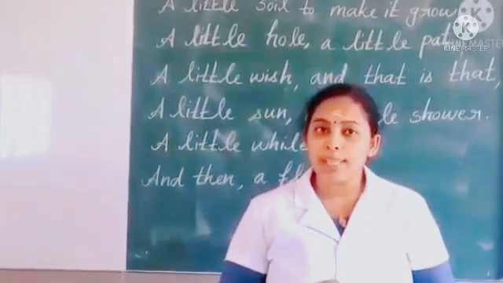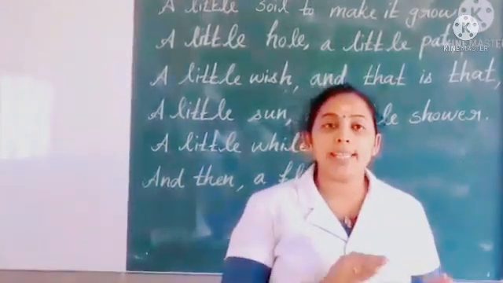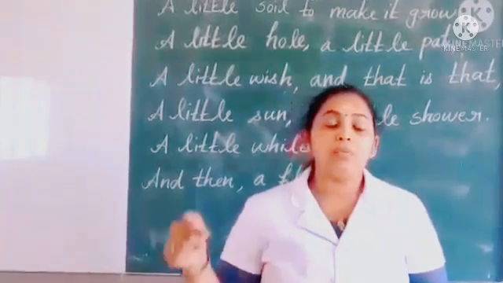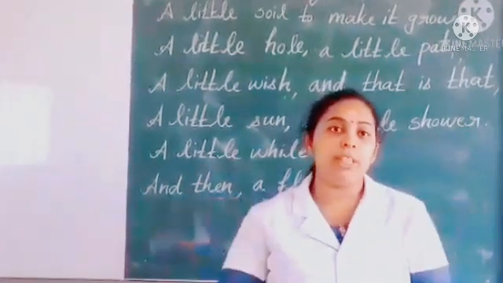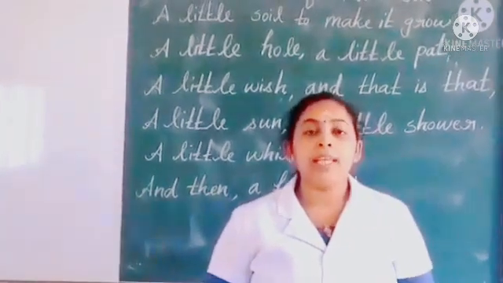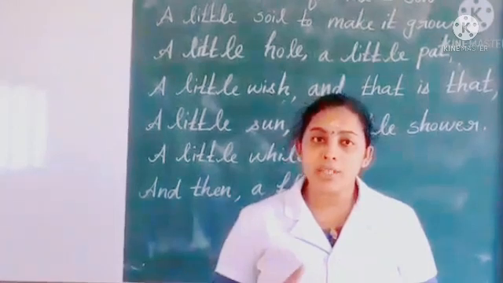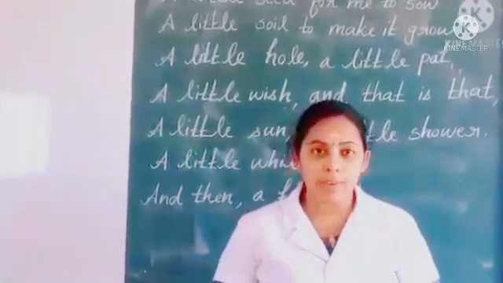So children, did you understand the poem? In this poem they are talking about how a seed becomes a plant. First we need to make a hole in the earth, then we need to cover it with the soil, then make a patch on the earth. Then it will get sunlight and rain. Then it will become a flower.